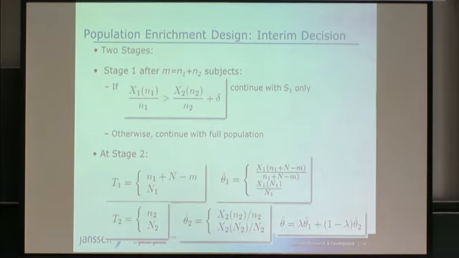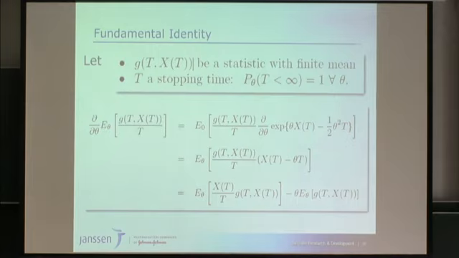So now focus on one case here. I am interested in estimating or calculating the bias of theta 1. There is this nice fundamental identity in sequential analysis, which is based on change of measure. You can take any function which depends on stopping time and statistics at stopping time, and for each stopping time which is finite with probability 1, you can write this kind of differentiation under the integral. Okay, so you get to this one.